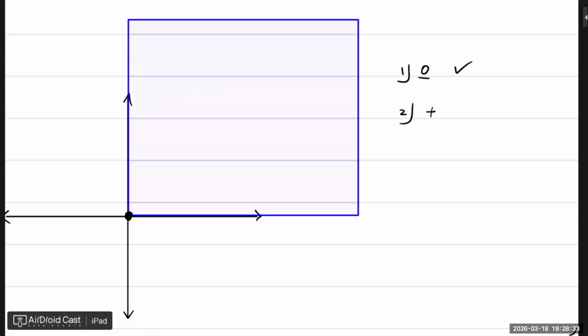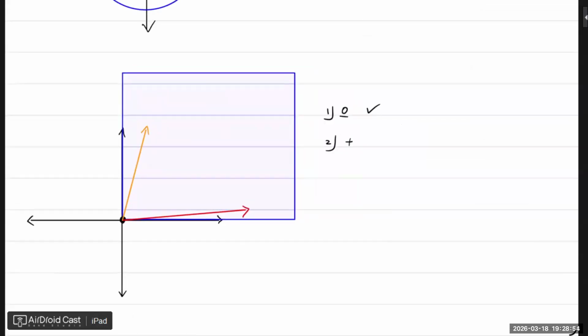Secondly, is it closed under addition? Meaning, if I have any vector in that space and I add it with another vector in that space, will I still get something in that space? Well, let's say I have a random vector here and I have a random vector here, and I'm adding those two. Where will that answer be? It will be somewhere here, right? Is that still in that space? Yes. So closed under addition seems to be correct.